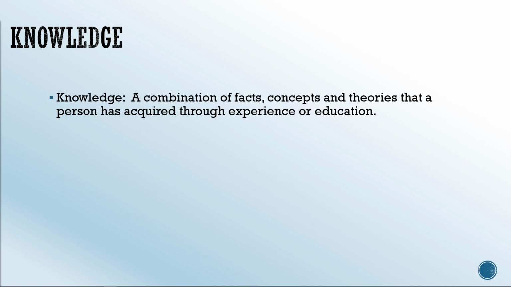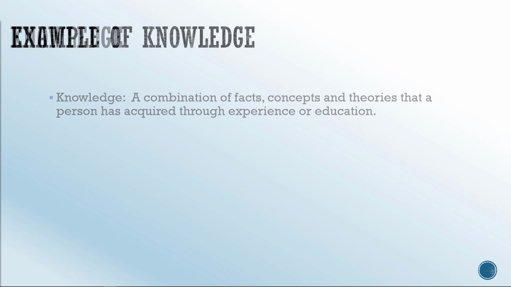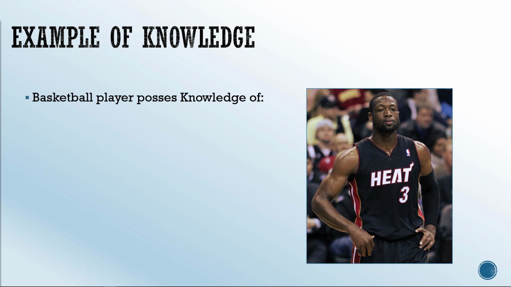So let's break down the three components a little more. First, in order to obtain a competency, you must possess the necessary knowledge in order to successfully understand what it is that that competency is made of. And knowledge is defined as a combination of facts, concepts, and theories that a person has acquired through experience or education. So in the case of a basketball player, the knowledge they possess, for example, can be made up of the facts of the games or rules, the concept of the game or techniques, and the theories behind the game or strategies.